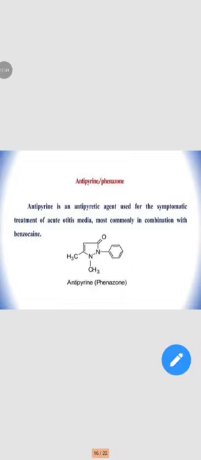Next, medicinal uses. Some drugs are pyrazole compounds. These are the important drugs in various diseases.